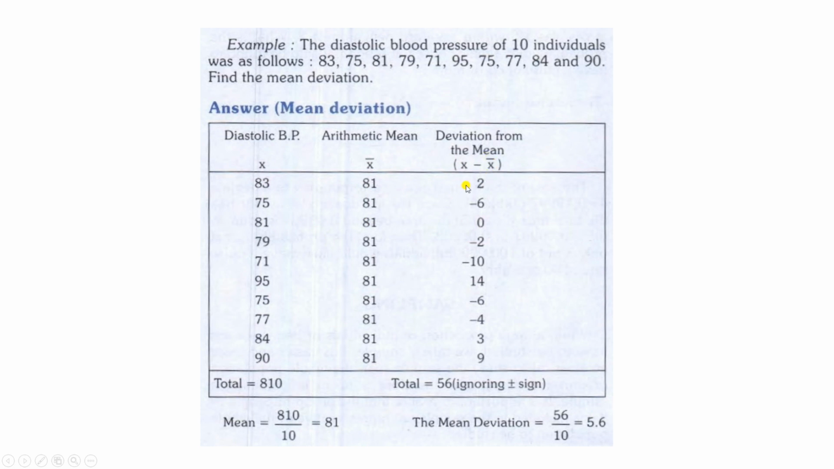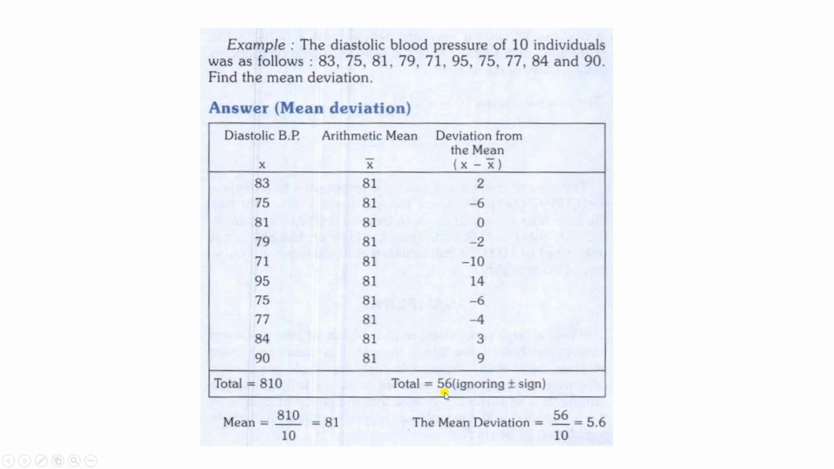X bar is the mean. Then we add them up. Now remember, we are trying to find out the deviation of the individual observation from the mean value. Now whether this is on the positive side or on the negative side does not matter. So that is why, while adding them up, we must ignore the negative signs. So we just add the numbers here. So the added up number will be 56, ignoring the plus or minus signs. So summation of x minus x bar is 56.